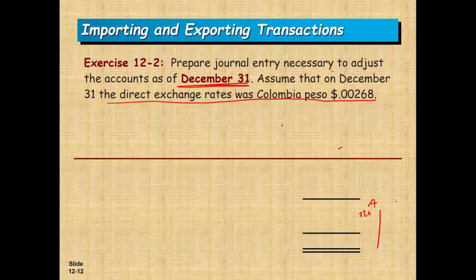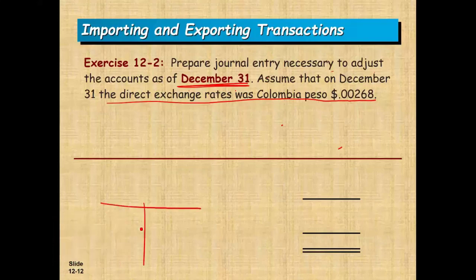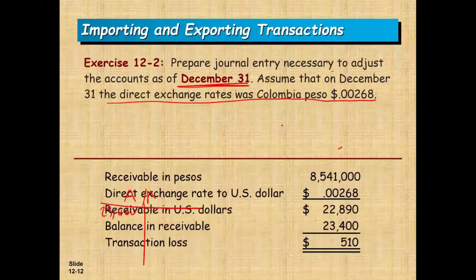what's going to happen is this. Now, I shouldn't have erased this, but I will do it again. So remember, we have a receivable of 23,400. Now we remeasure the receivable. So now we have 8,541,000.